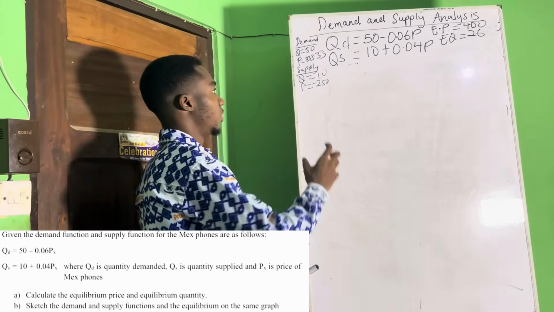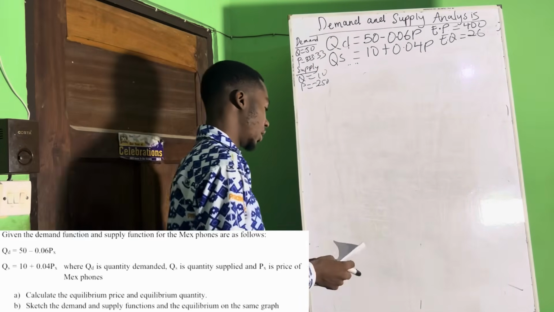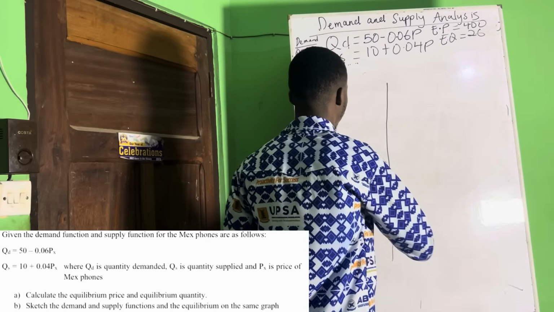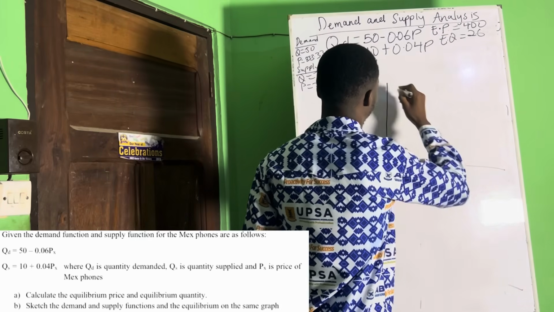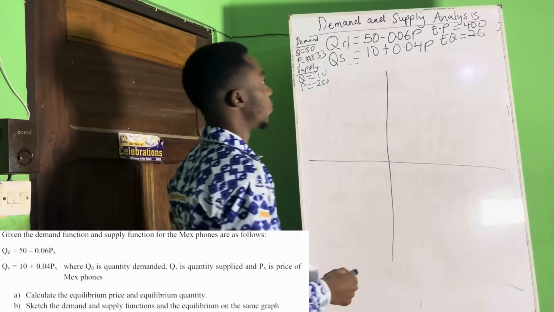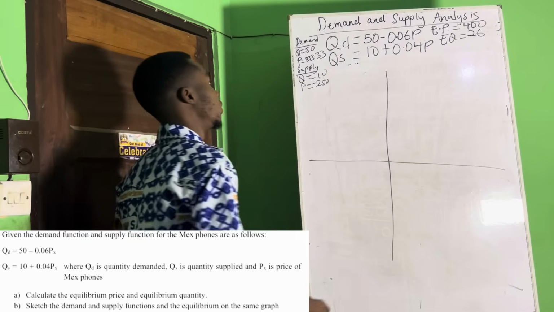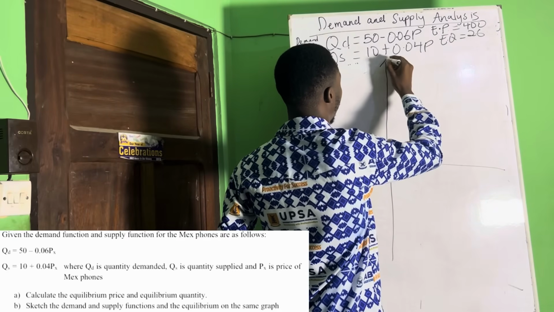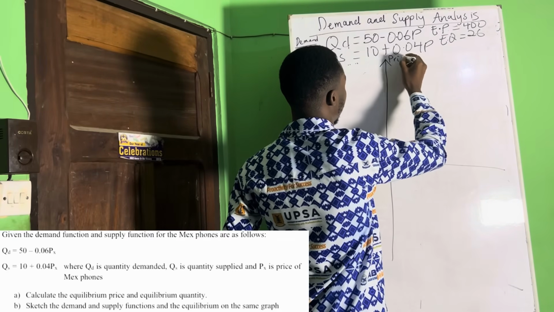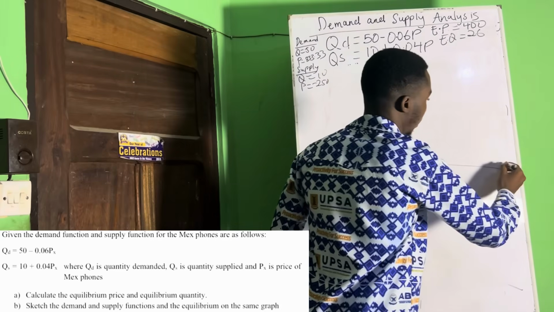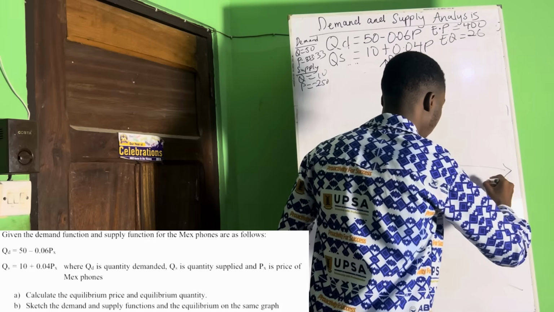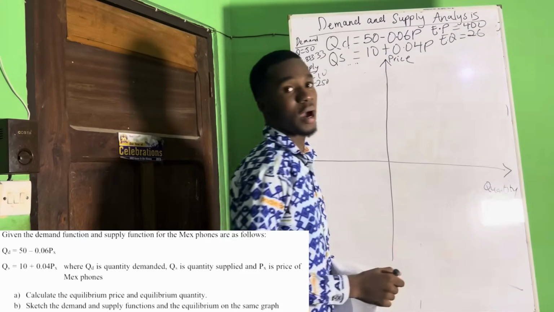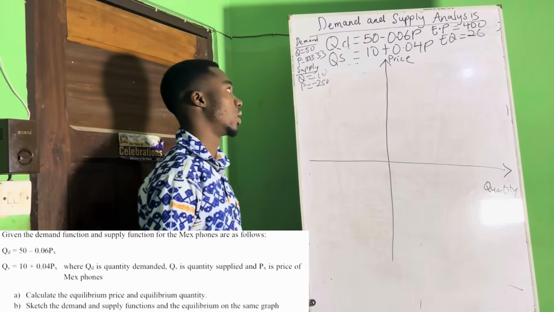So now that we've written the values on the board, we can just draw the graph. They say we should sketch the graph, right? So you can draw a line like this. You get it? Then for the scale, it depends on what they give you in the question, but you have to know that the y-axis is always the price. So here is the price. The x-axis is the quantity. So here is quantity. So don't forget, the y-axis is always the price, the x-axis is always the quantity.